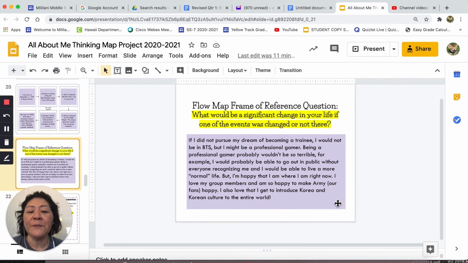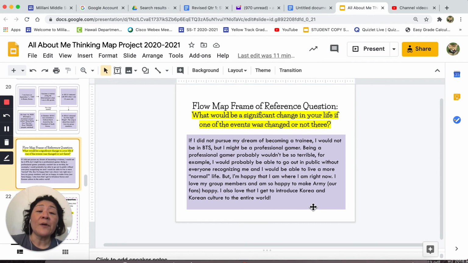I love my group members, and I'm so happy to make ARMY, our fans, happy. I also love that I get to introduce Korea and Korean culture to the entire world. So this is just an example answer for this kind of question. So you will have to think about if something were to have changed in your life, or one of the events didn't happen, how would your life be different, and how would it have changed?